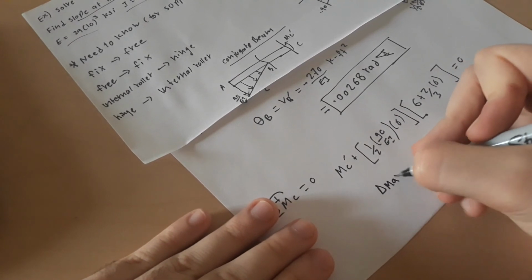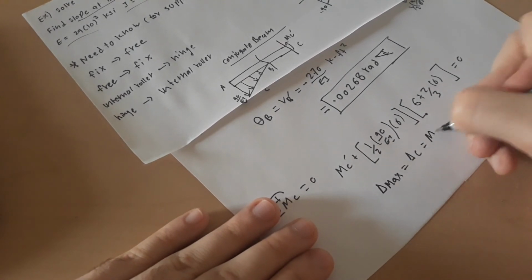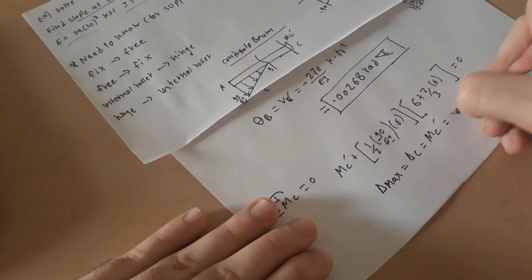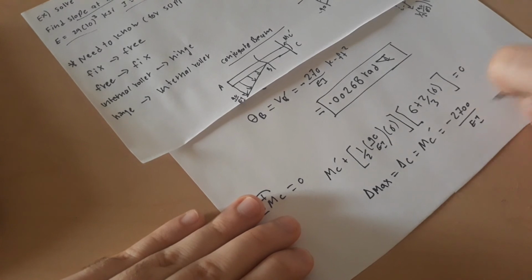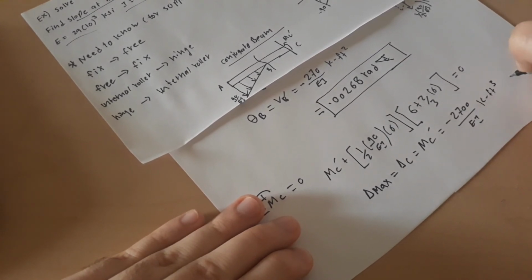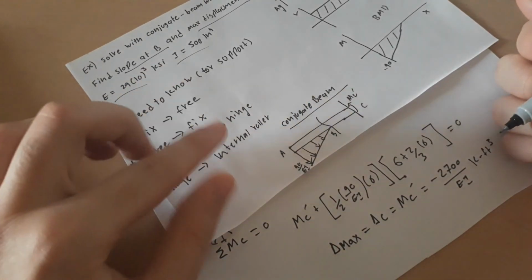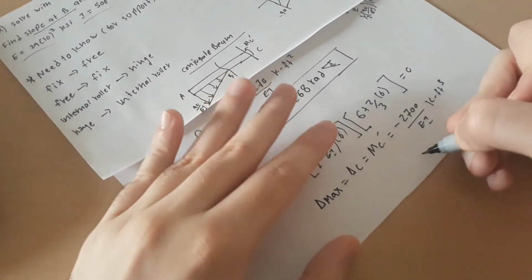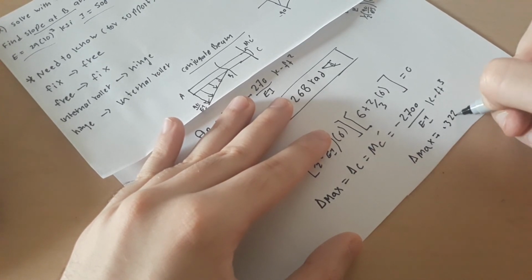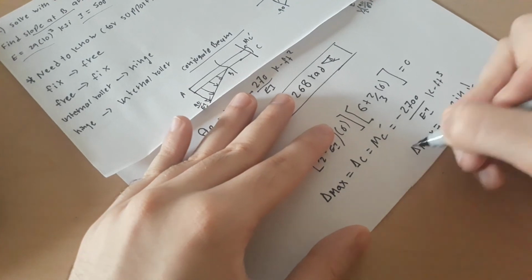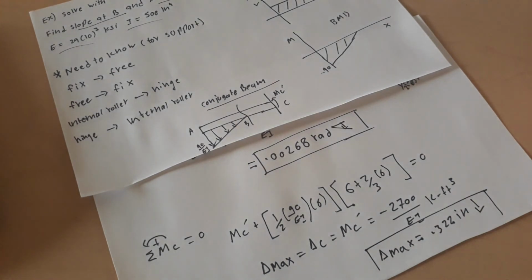So delta max, or this max displacement, equals delta C equals MC prime equals negative 2700 over EI K feet cube. But we want the answer in inches, and how can we do that? They give us the E and the I value, and we just plug it in, and we get that delta max equals 0.322 inches downward. There you go. So that's our final answer.